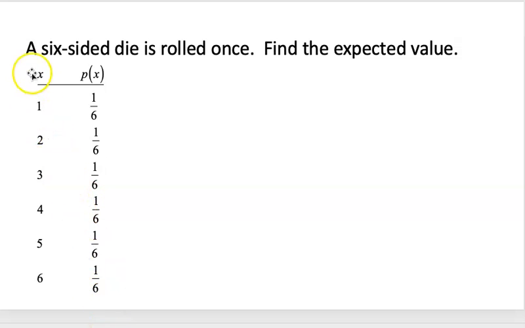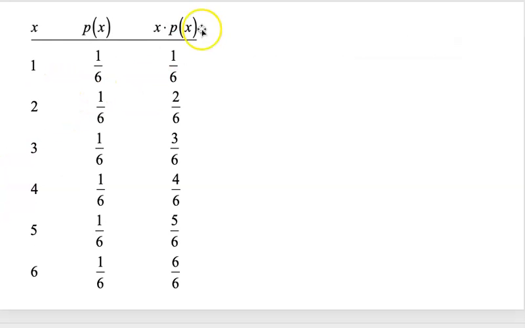So I make two columns, the x column and the probability column, the p of x column. To find the expected value, you've got to multiply these. So my next column is the x times p of x column. So 1 times 1/6 is 1/6. 2 times 1/6 is 2/6. 3 times 1/6 is 3/6. 4 times 1/6 is 4/6. 5 times 1/6 is 5/6. 6 times 1/6 is 6/6. So we need the x column, the p column, and the x times p column.